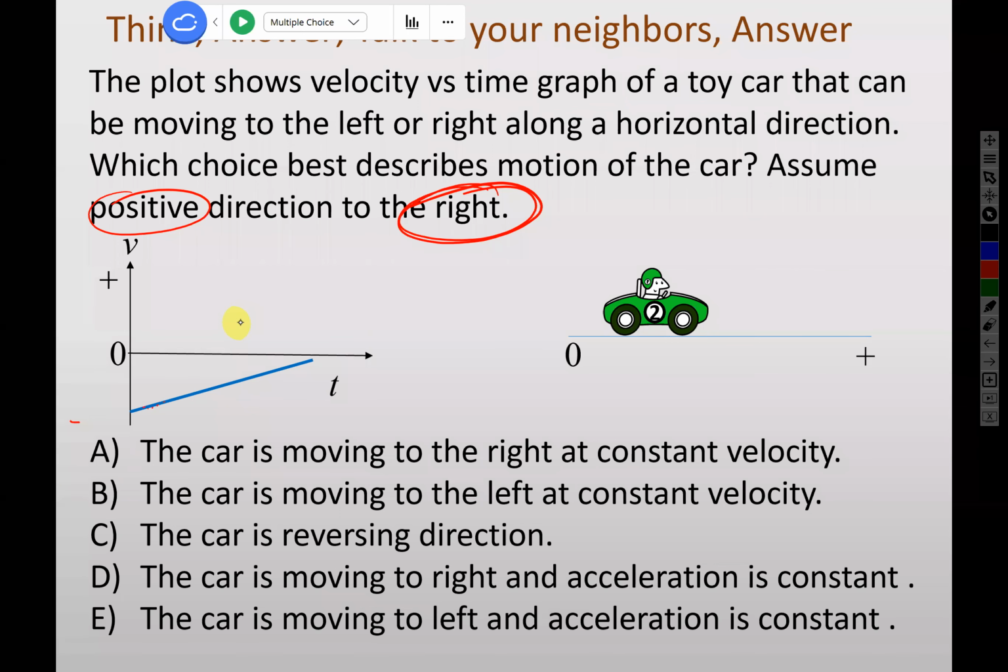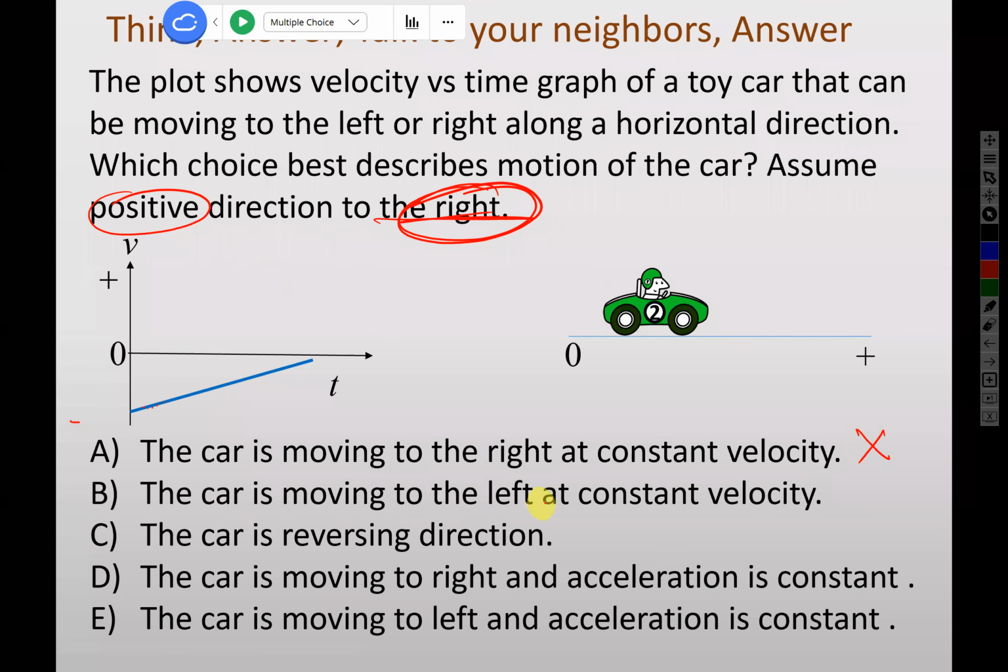The car is moving to the right at constant velocity. If it was moving to the right, right means positive, means velocity would be positive, and if it was constant, this would be like this. Do you see that? Okay. Constant, positive. Positive means on this side of the graph. Constant means slope is not changing. So that's why this is not correct.